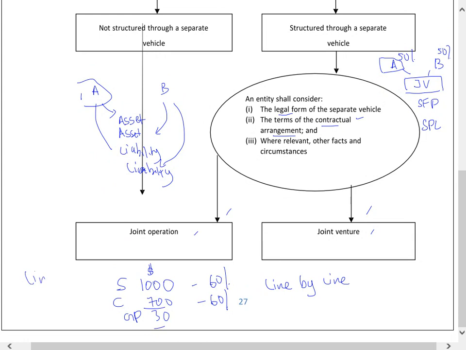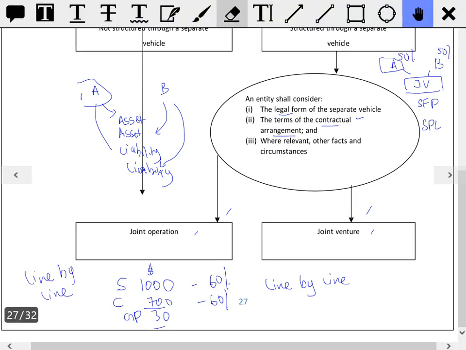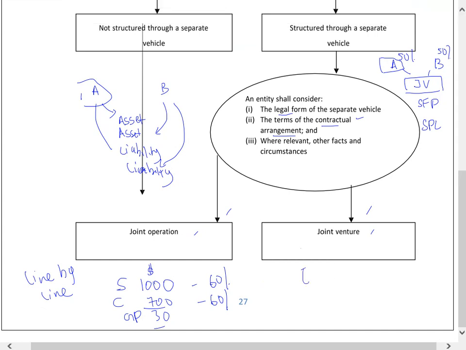I put here line by line. JV, we will apply the equity method. Meaning same as associate. Have you learned associate just now? Yes. Share of profit from joint venture. Cost of investment plus your share of profit from joint venture investment. Same.